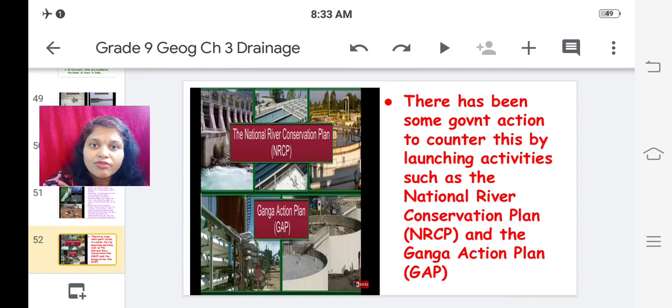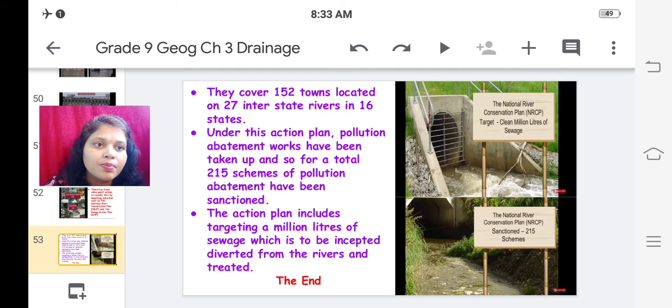What has the government done about these horrible things which we have created? There has been some government action to counter this by launching activities such as the National River Conservation Plan, that is NRCP, and the other one is the Ganga Action Plan, GAP. These plans cover 152 towns located on 27 interstate rivers in 16 states. So these many towns and rivers are taken under this plan for cleaning.